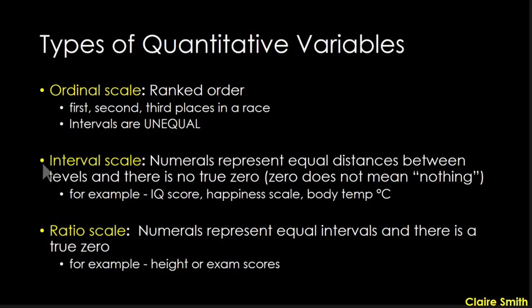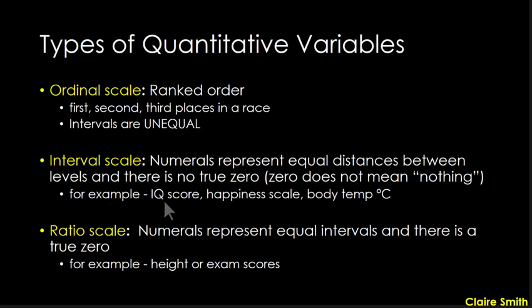We have also an interval scale. The numerals represent equal distances between levels, right? So now between 1 and 2, it's the same as between 2 and 3. But there is no true 0 in an interval scale.